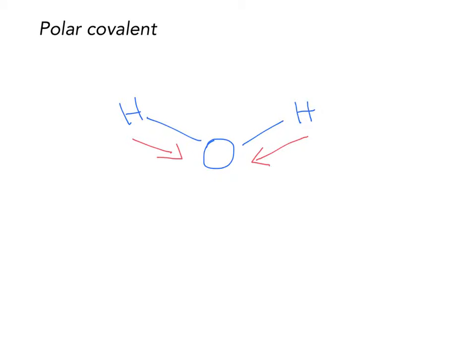For example, the bonds between oxygen and hydrogen atoms of a water molecule are quite polar because oxygen has a significantly higher electronegativity than hydrogen, so it pulls electrons closer to itself, making it partially negative, or delta minus, and making both hydrogens partially positive, or delta plus.